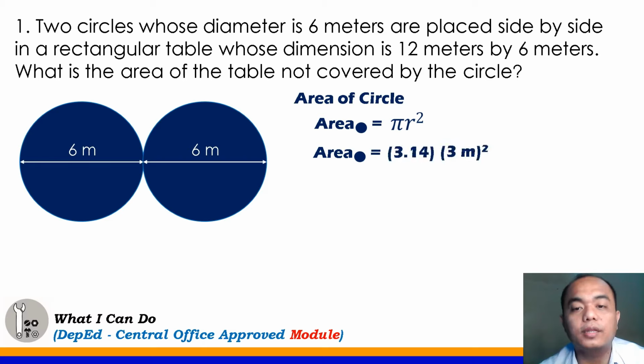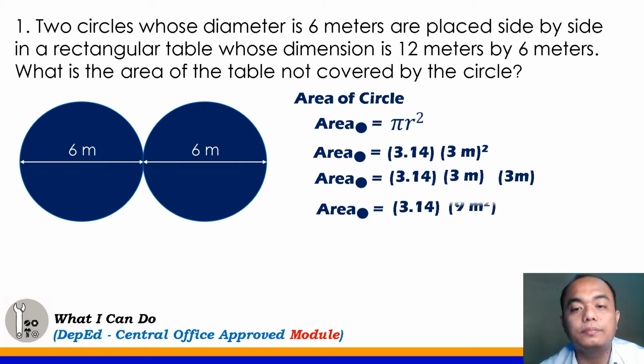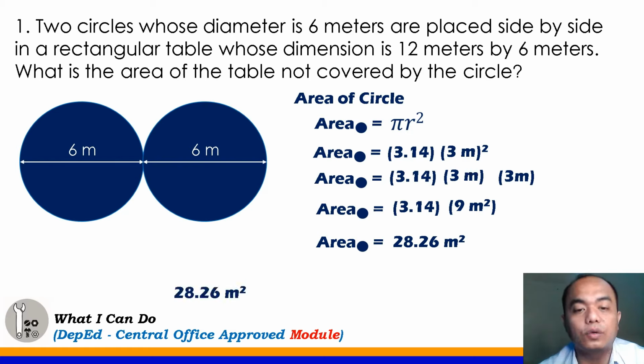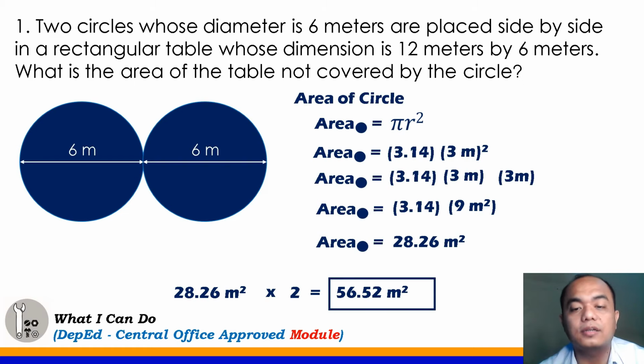That's 3.14 times, of course, 3 times 3 would give you 9, di ba? So, yung 9 natin, i-times natin sa 3.14 will give you 28.26 square meters. So, yung 28.26 square meters, ita-times natin yan sa 2. Okay, kasi dalawang circle yan eh. So, ang dalawang circle class, ang area nila would be 56.52 square meters.